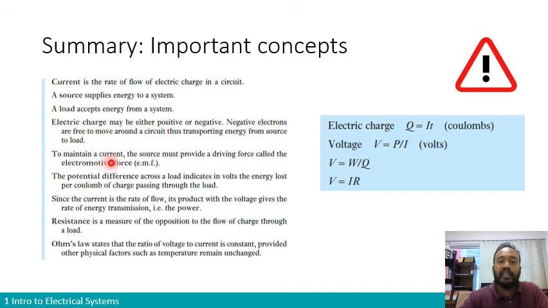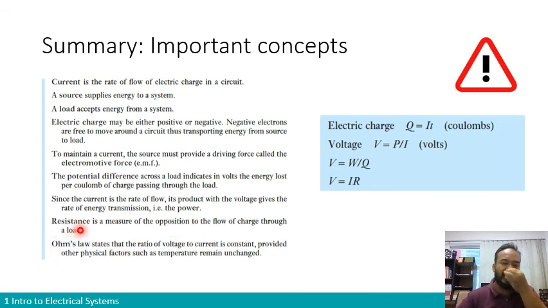So to maintain current, the source must provide a driving force called EMF. So this comes from the source. So it's a potential difference across your source, like your battery. Potential difference across a load, indicated as voltage, is the energy loss per coulomb, so how much energy per charge in order to move that charge across the circuit. And since the current is the rate of flow, its product with the voltage gives the rate of energy transmission, which is power. So if you multiply current with voltage, that is what we call power, right?